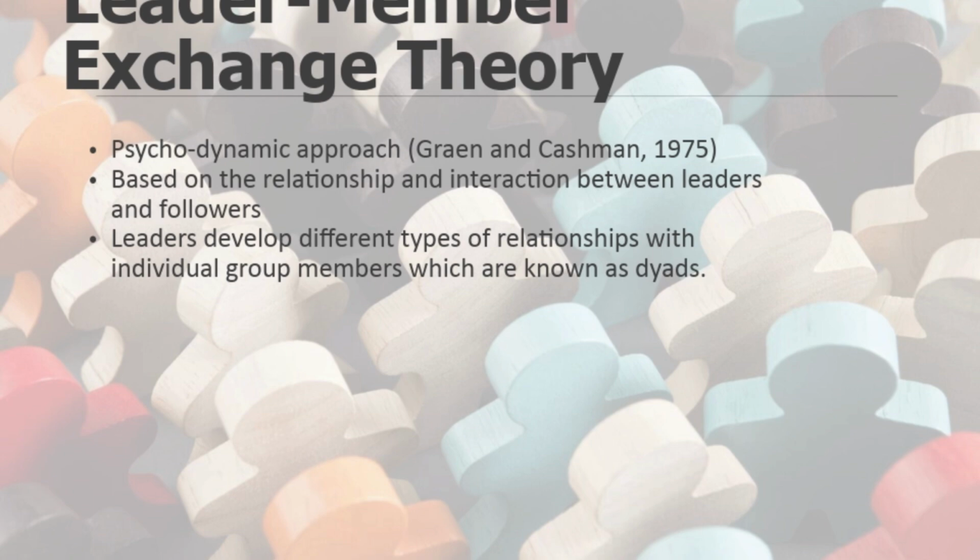In-group members have a close, trust-based relationship with their leader. There's mutual respect, open communication, and influence goes both ways. Out-group members, on the other hand, have a more distant, transactional relationship. The connection is bound by formal job descriptions, with low levels of trust and obligation.